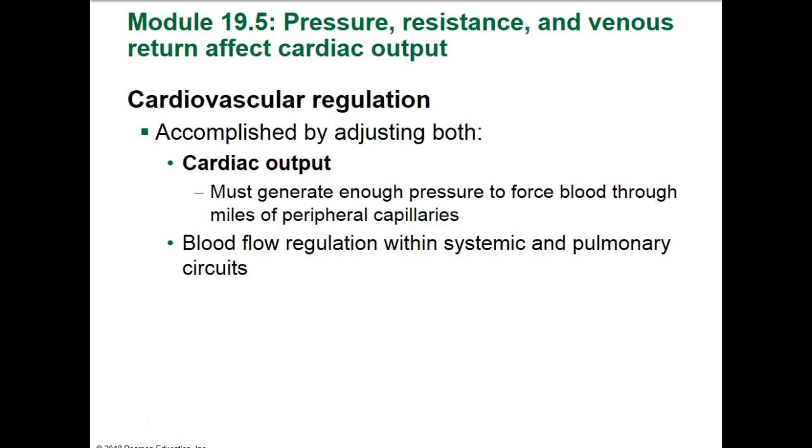So, cardiovascular regulation is accomplished by adjusting the cardiac output. So you have to generate enough pressure that forces blood through literally miles of peripheral capillaries. If you put all those capillaries end to end, you actually have miles of capillaries. And the second part is blood flow regulation within the systemic and the pulmonary circuits. Okay, so cardiovascular regulation is through cardiac output and blood flow regulation in the systemic and pulmonary circuits.